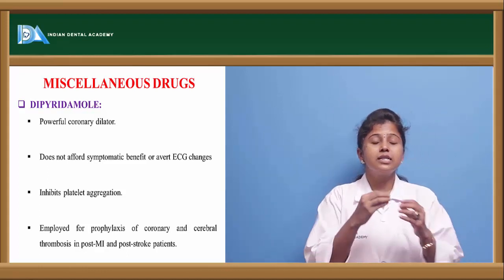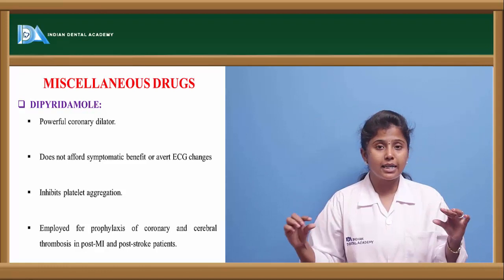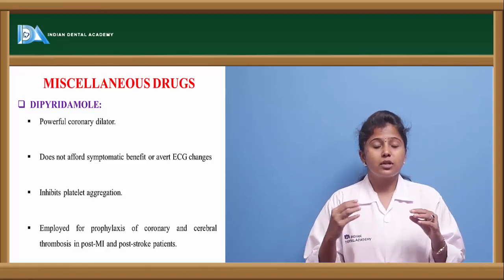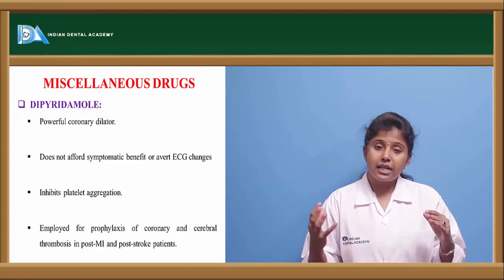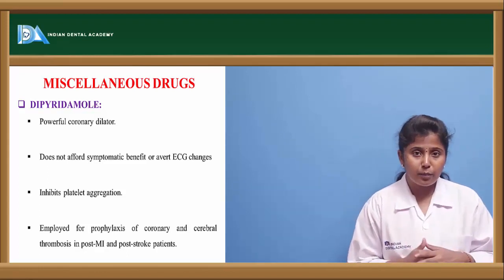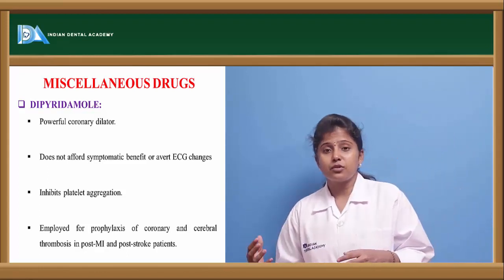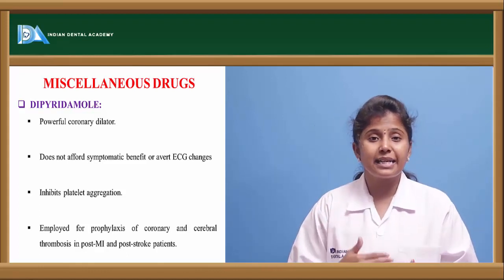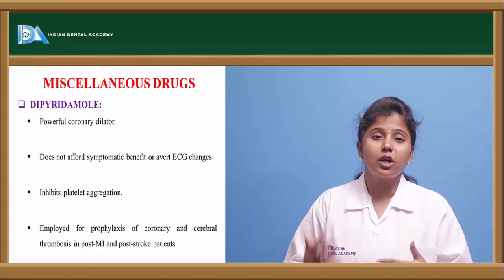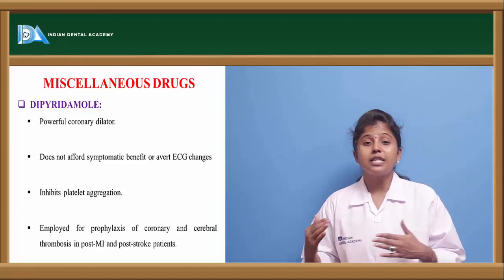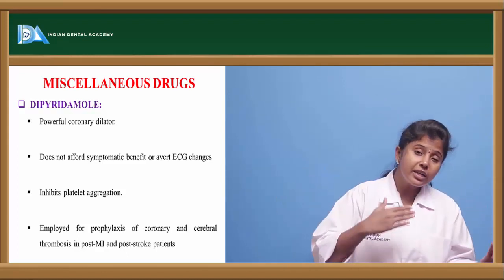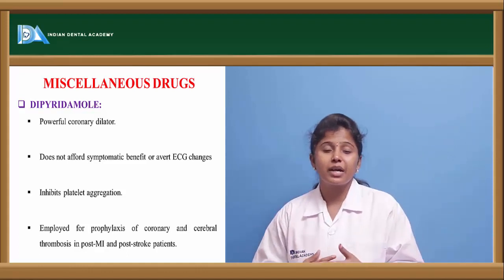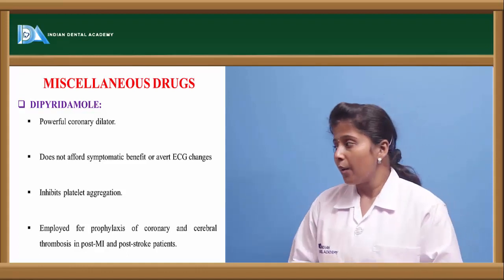If there is any clot formation occurring in the artery, any thrombus, then that leads to blockage or narrowing of the artery. In this type of situation, this drug inhibits platelet aggregation. It does not dissolve the clots which are present, but it will prevent new clot formation, and thereby the oxygen supply can be proper.